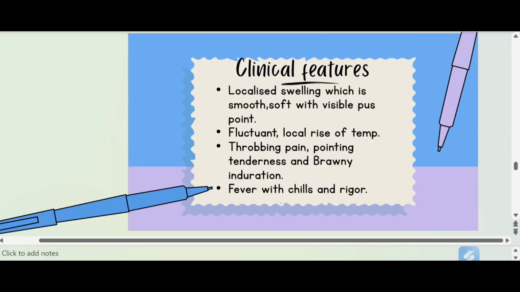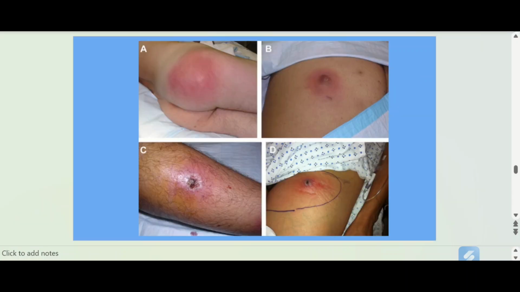What are the clinical features for abscess? Any kind of abscess is usually a localized swelling which is smooth, soft, with a visible pus point. Abscess will be fluctuant. There will be local rise of temperature, and once abscess forms, the pain is typically throbbing in nature. Pointing tenderness and brawny induration are also seen. Fever may be present with chills and rigor, which is typical for abscess.